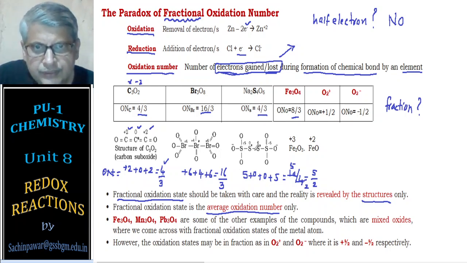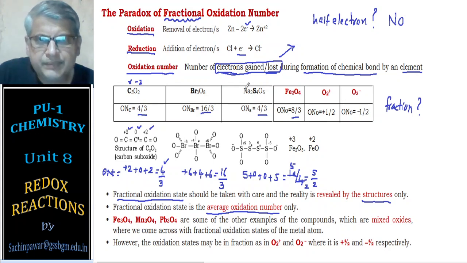5 5 0 0, yes, 5 5 0 0, it's correct. Okay, it is 5 by 2. Oxidation number is 5 by 2. Okay, it's a typing mistake, I'm sorry. Here it is 5 by 2, 5 by 2.